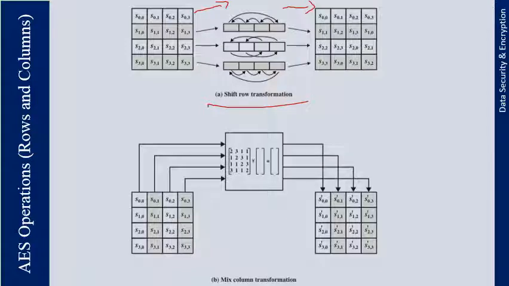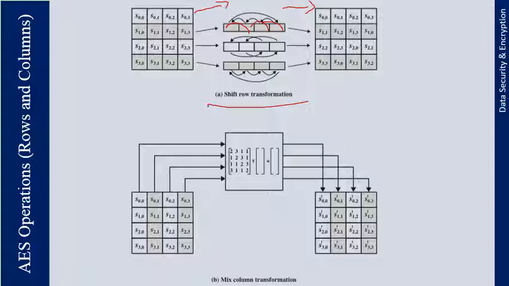On the second row, you perform a 1 byte circular left shift. That means you shift the second value to the first, the third to the second, the fourth to the third, and the first value is moved to the last column. For the third row, a 2 byte circular left shift is performed, and for the fourth row, a 3 byte circular left shift is performed, as depicted in the example.